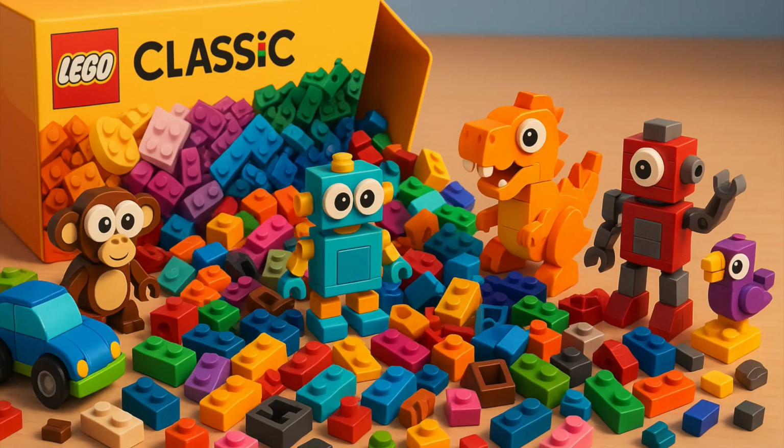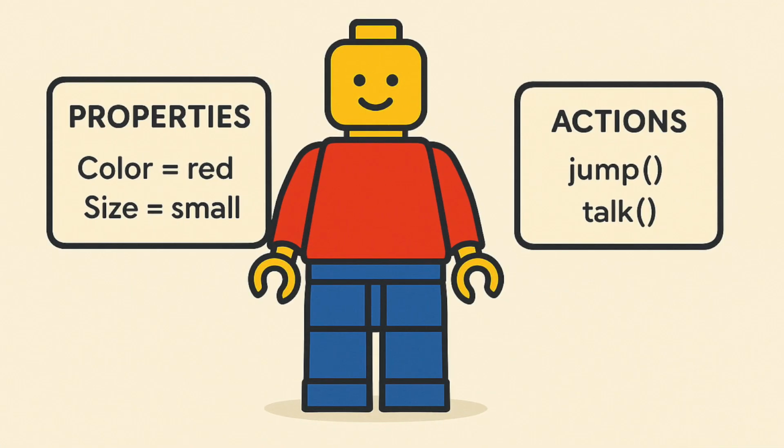Imagine you have a big box of Lego toys. Each toy has its own shape, color, and special abilities. That is kind of how object oriented programming works. OOP stands for Object Oriented Programming. It's a way to write code by thinking in terms of objects, just like Lego toys.